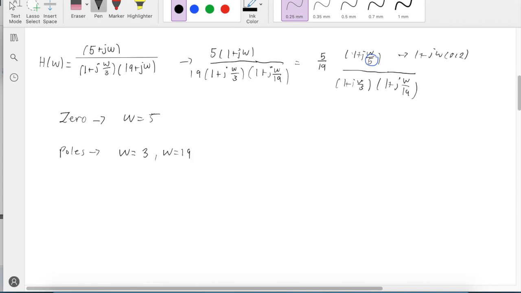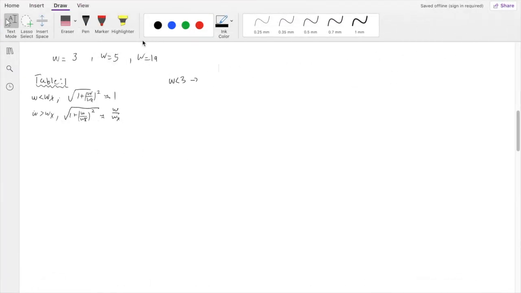And then our second one, w will be equal to 19. Now that we're given all the frequencies, or that we found them, we can start determining what each part of the graph will look like. So for the first part, we know it's going to be between 0 and 3. So what we have to do is determine what the transfer function is going to look like when the frequency is less than 3.